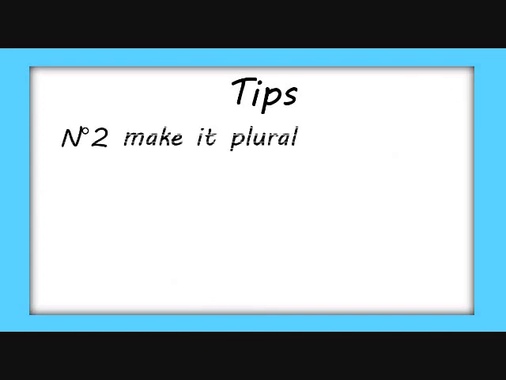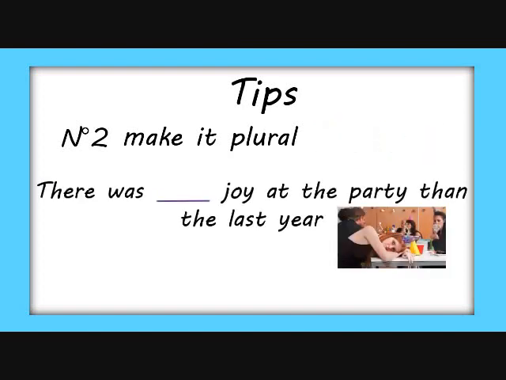Now, number 2. Also, what you can do is try to pluralize the noun. Make it plural. If it makes sense, go for fewer. And if it doesn't, go for less. Here we have this example. There was joy at the party than the last year. Now let's apply this last tip. Pluralize joy. So, joys? It can't be pluralized, right? So, you have to go for less. There was less joy at the party than the last year.